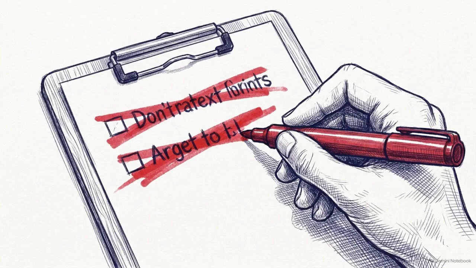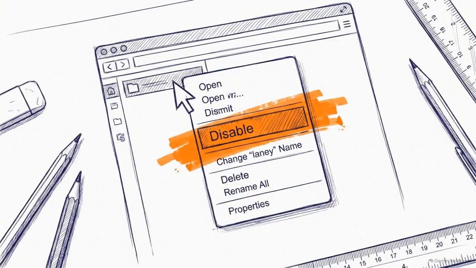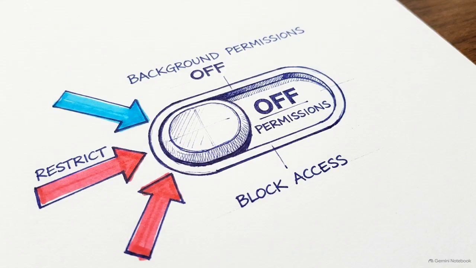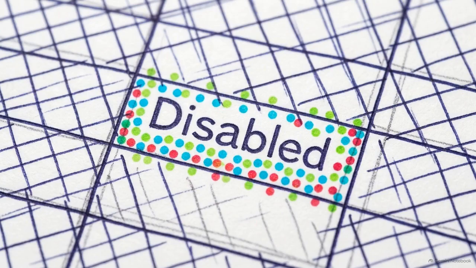On Windows, right-click the name of the application and select Disable. This immediately revokes its permission to launch during boot. On a Mac, select the application in the list and click the minus button, or click the toggle switch next to the app's name to prevent it from running in the background. Check the status column to confirm that your selected programs are now listed as disabled or off.